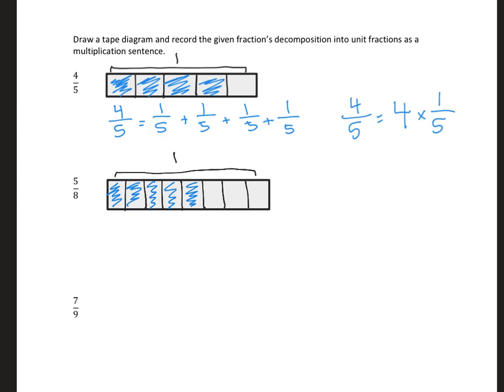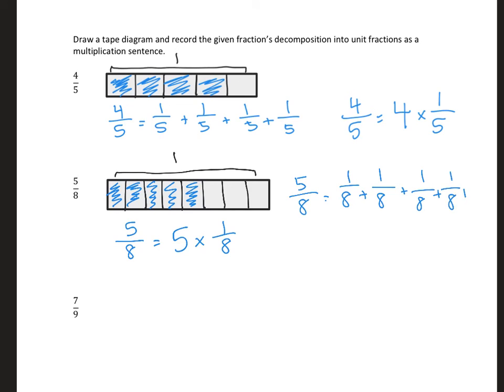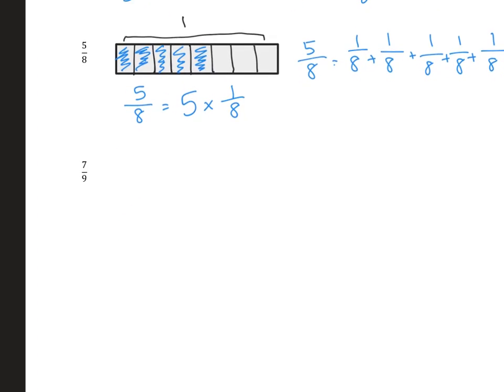Okay, and now I'm going to write that multiplication sentence again. So I'm going to write 5/8 is equal to 1, 2, 3, 4, 5 copies of 1/8. And again, if you weren't sure how I got that, you could do the repeated addition. 5/8 is equal to 1/8 plus 1/8 plus 1/8 plus 1/8 plus 1/8. Okay? All right, moving on down to the last one.